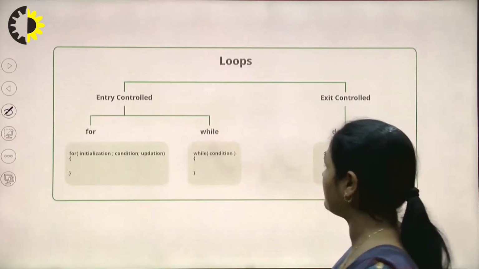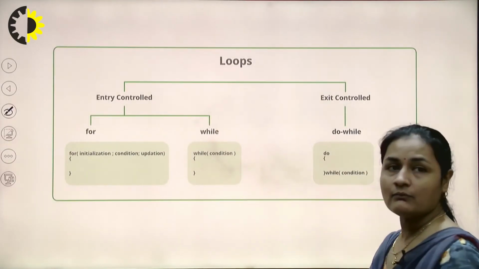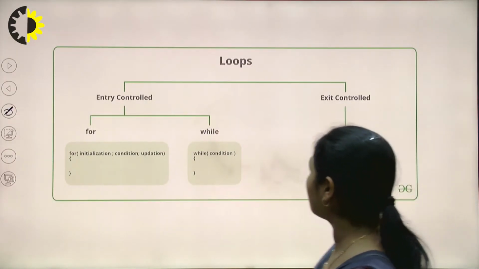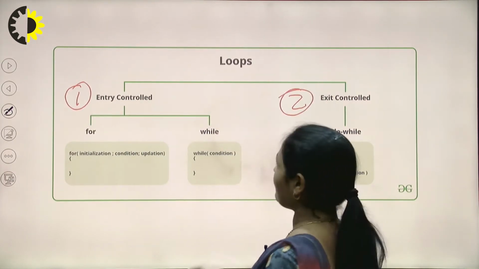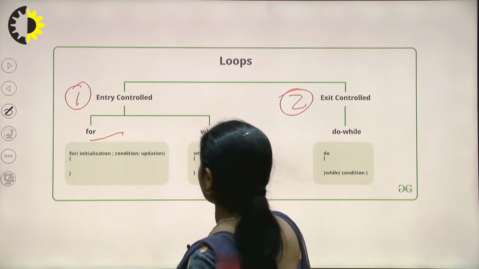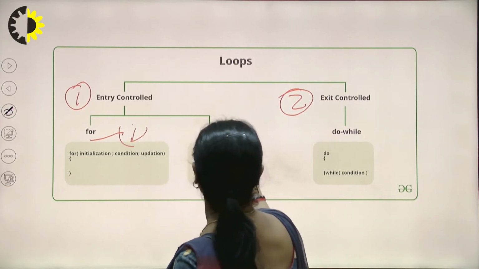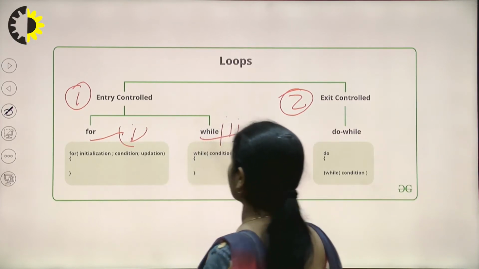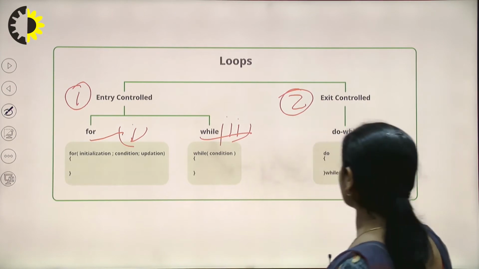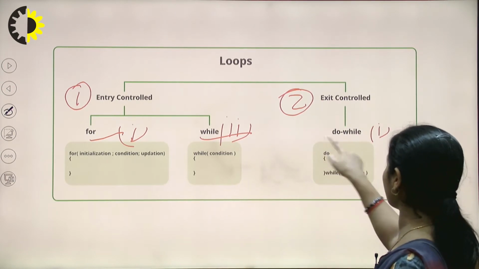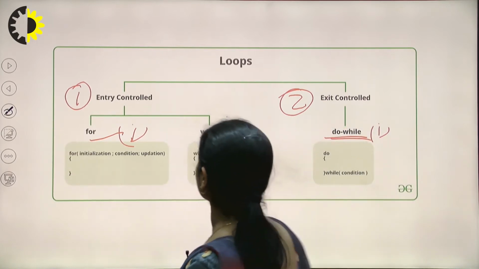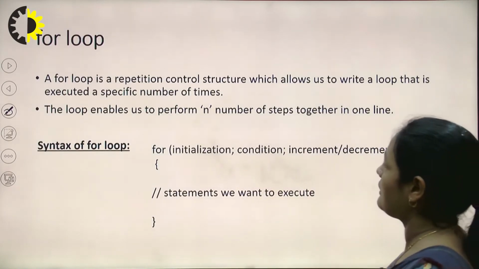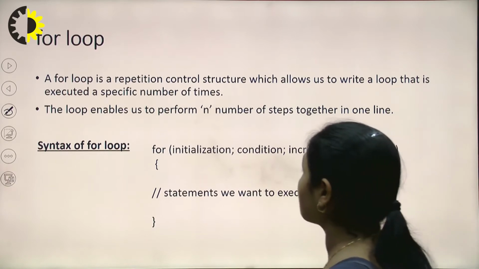So this is the diagram where we describe the types of loops. This is the category of loop, entry control loop and exit control loop. In entry control, two types of loop: first one is for and second one is while loop. And in exit control, only one type of loop comes, that is the do while loop. We will describe these loops in detail. First one is for loop.